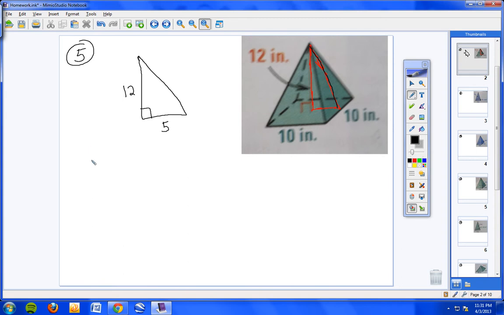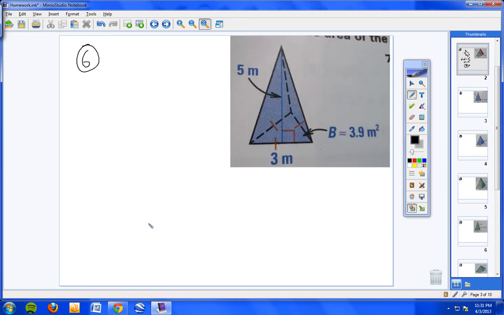So we have leg squared plus leg squared equals hypotenuse squared. That would be 144 plus 25, that's 169 equals c squared. Take the square root of both sides, and 13 equals c, so 13 is your slant height. Moving on to number 6.